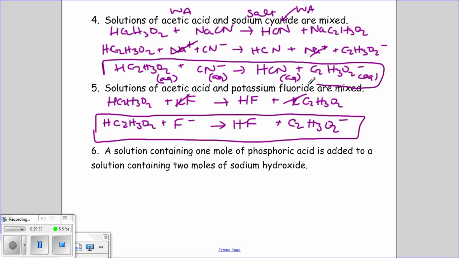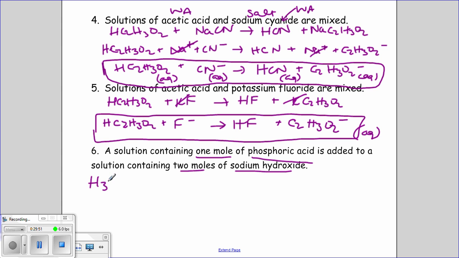Let's see if I can get this bid. Okay, so all of these are all aqueous as well. Next one's a little different. 1 mole of phosphoric acid is added to a solution containing 2 moles of sodium hydroxide. So they're kind of telling you a little about the stoichiometry here.